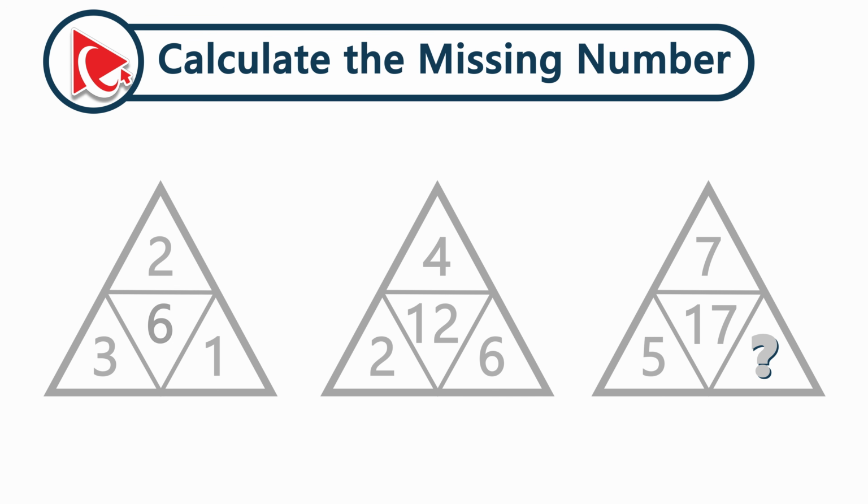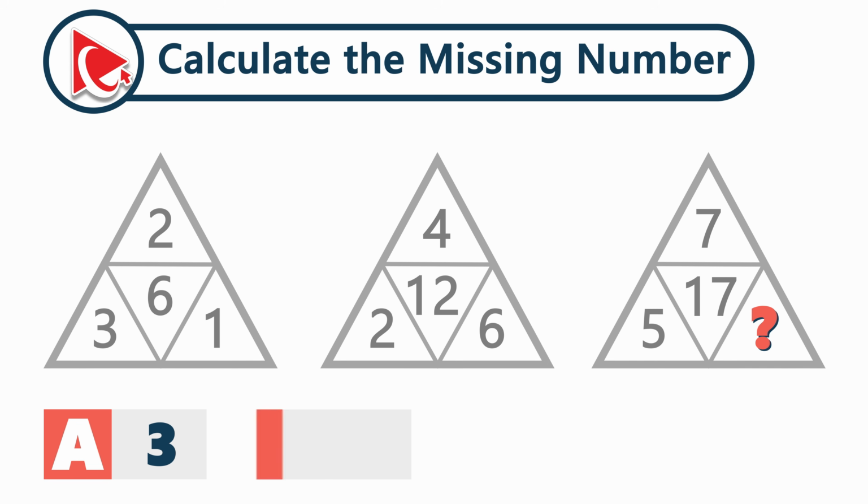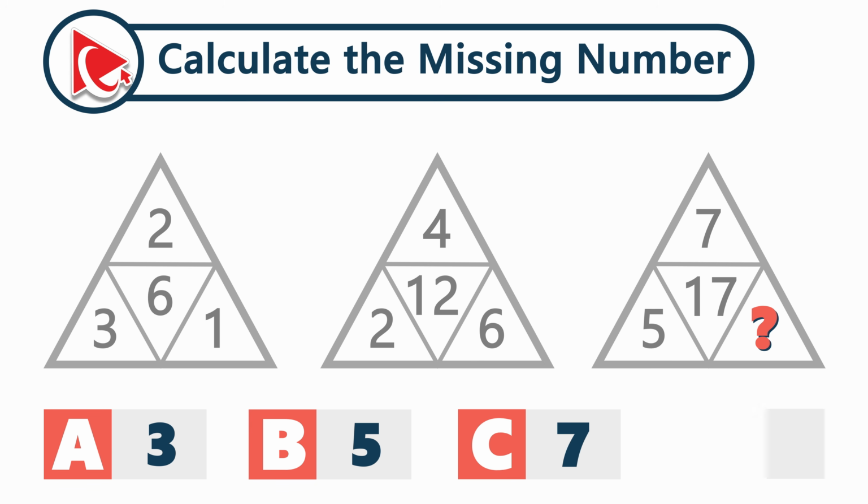First triangle has number 6 in the middle, and then numbers 3, 2, and 1 on the outside. Second triangle has number 12 in the middle, and then numbers 2, 4, and 6 on the outside. Third triangle has number 17 in the middle, and then numbers 5, 7 on the outside. And in the bottom right corner, there's a missing number, which you need to calculate and select your answer out of 4 possible choices. A3, B5, C7, or D10.